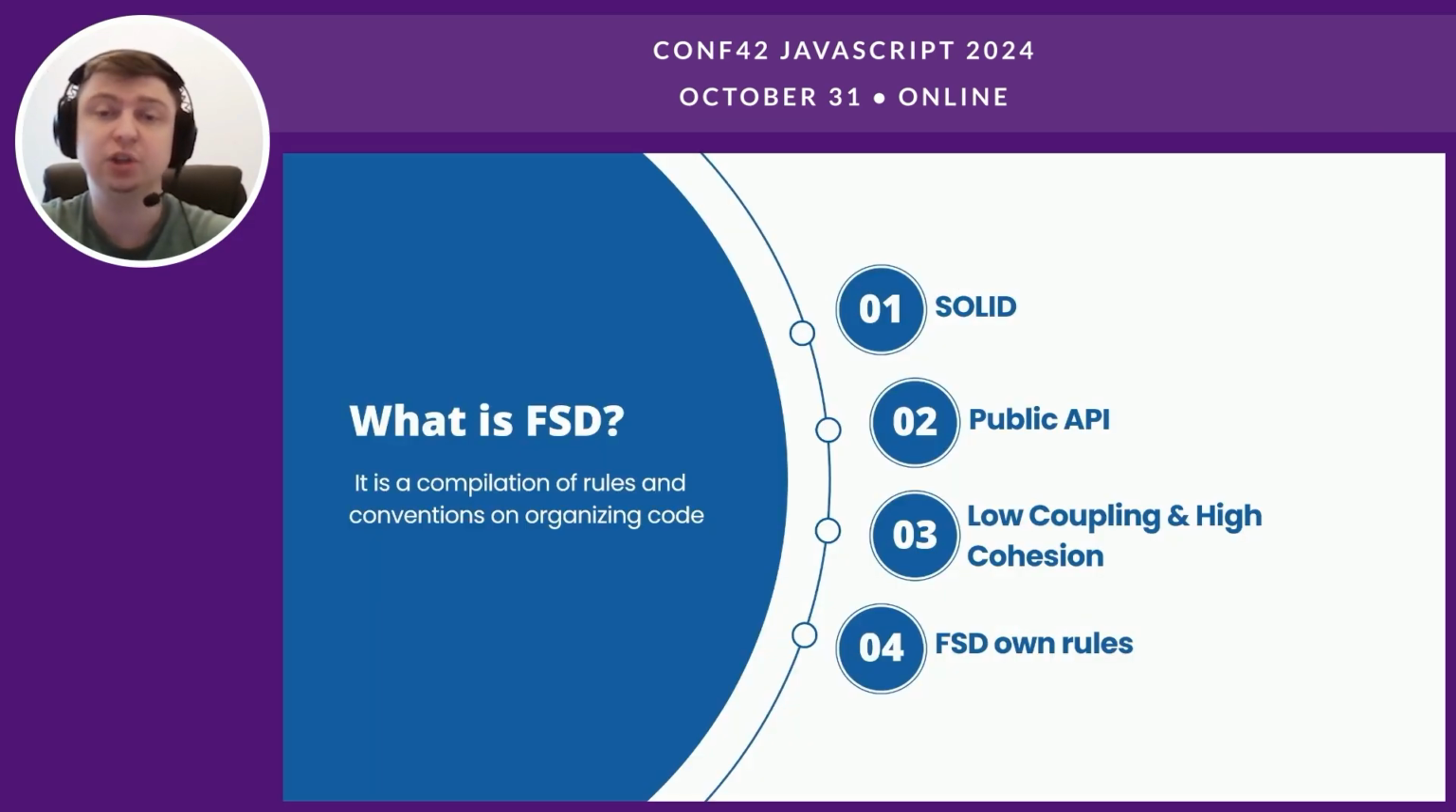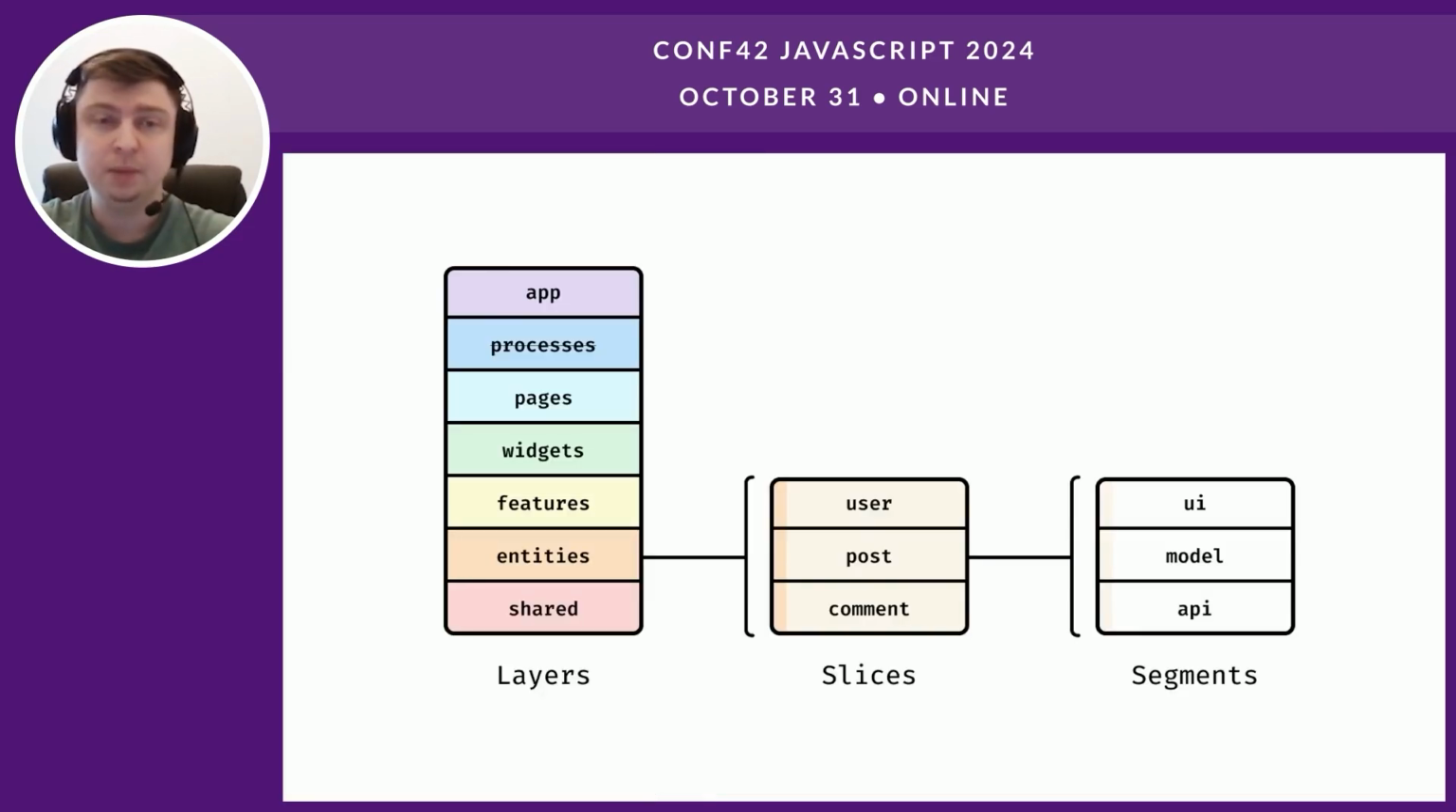And the last one is Feature-Sliced Design's own rules. Let's talk about what they are. First one, in Feature-Sliced Design, your whole application needs to be divided into several layers. There are 6 possible layers: shared, entities, features, widgets, pages, and app. Notice that on the screen there is a process layer, but it was in the first version of Feature-Sliced Design, and today we have the second version. And in the second version, the process layer is deprecated. Keep it in mind.